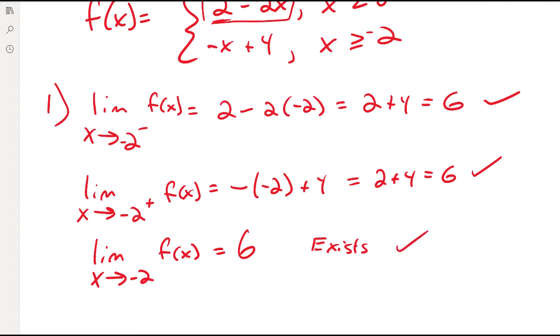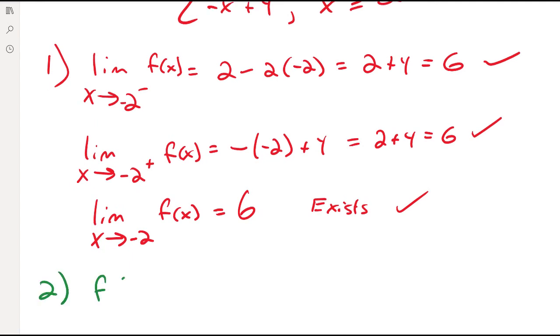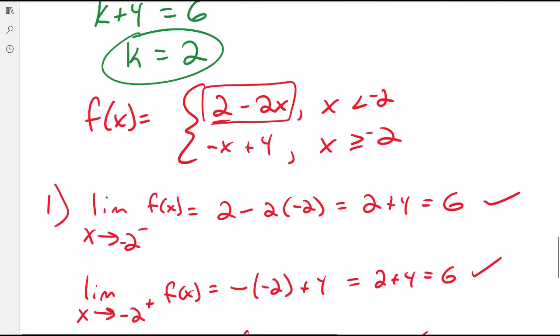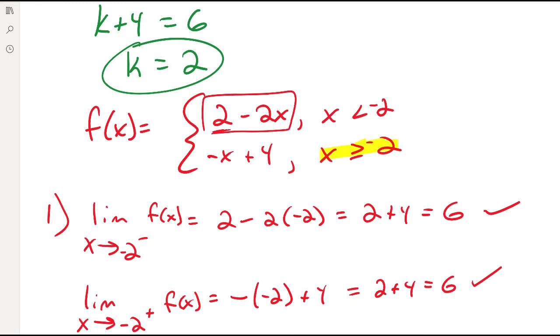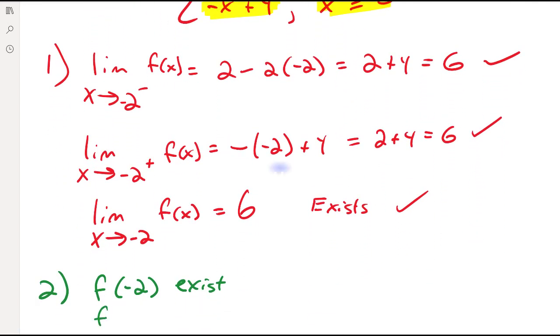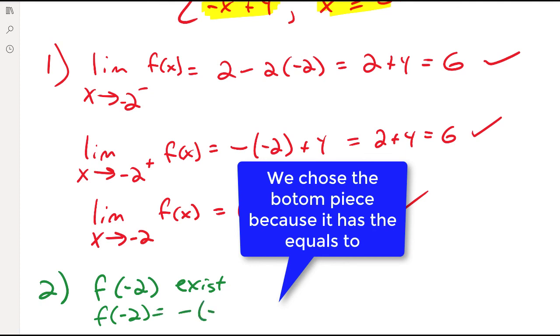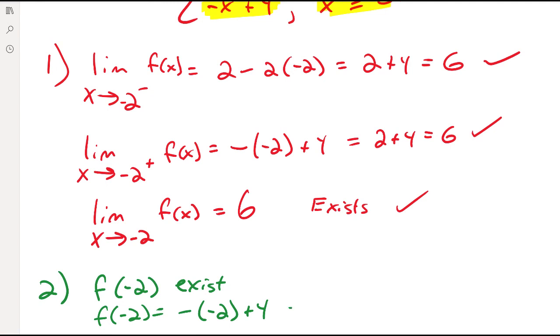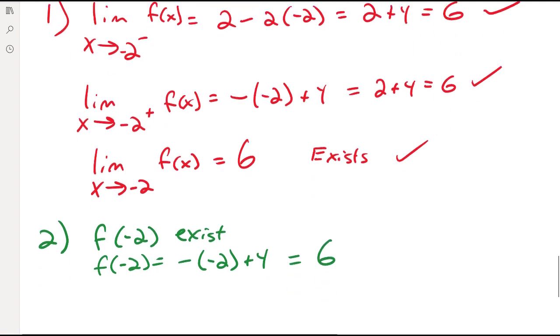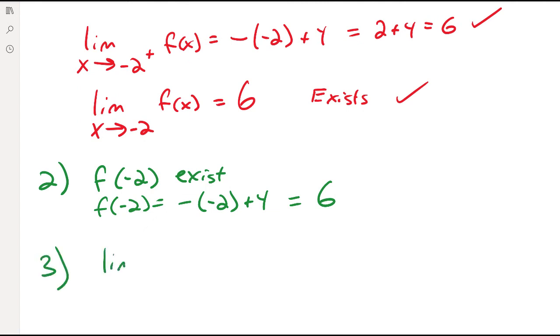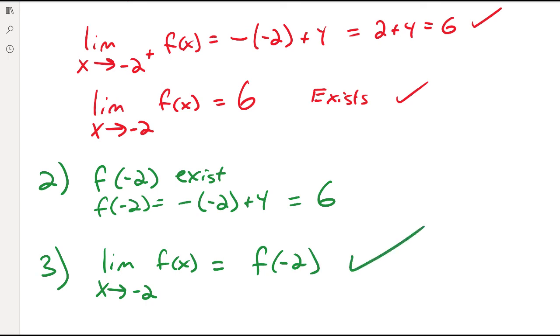Perfect. All right, our second condition is that we need f of negative 2 to exist. Okay? And it does. If you look at our function, I'm going to highlight it. For x greater than or equal to negative 2, we go along this bottom piece here, right? All we have to do is plug in negative 2 to figure out f of negative 2. So f of negative 2 will be equal to a negative of a negative 2 plus 4, right? Because it's negative x plus 4. And as we saw earlier, that equals 6. And so lastly, the third condition is that we need the limit as x approaches negative 2 to be the same thing as f of negative 2. And that is the case because both of these parts equal 6.